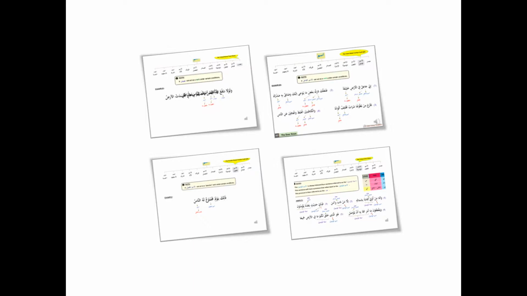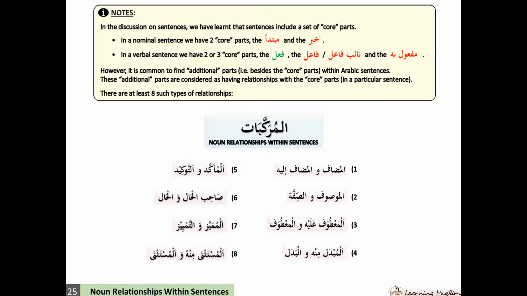This is Nahw Lesson 13. So just to summarize what we have done before, there are three types of words in Arabic: ismun, fi'lun and harfun. And we have then two sentences that are created with those words. We have the nominal sentence and the verbal sentence.